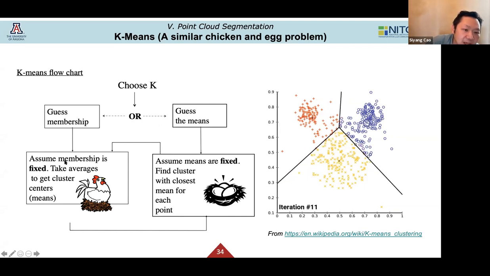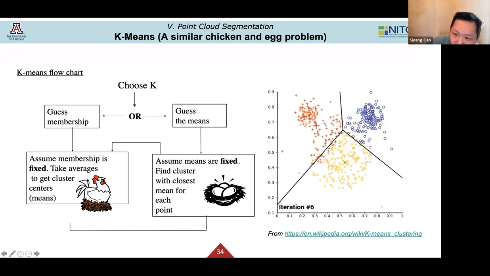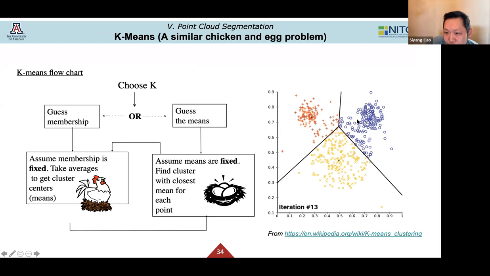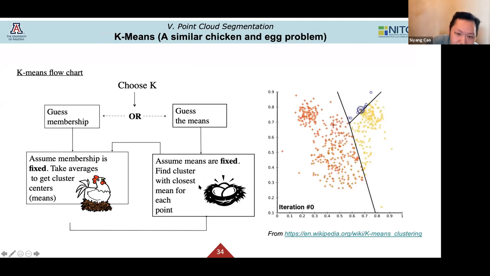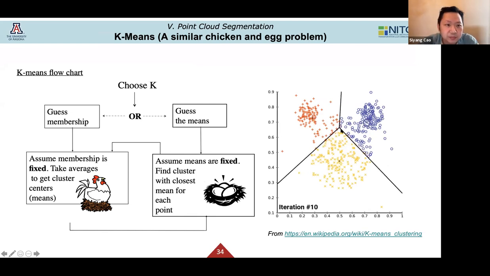And then, according to that, it can find the centroid, the average. Then according to the average, or centroid, it can find out which cluster the points belong to. It goes back and forth in a loop, doing the iteration, so that it can gradually separate the objects into different clusters.